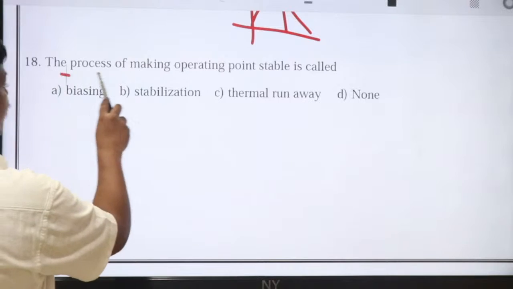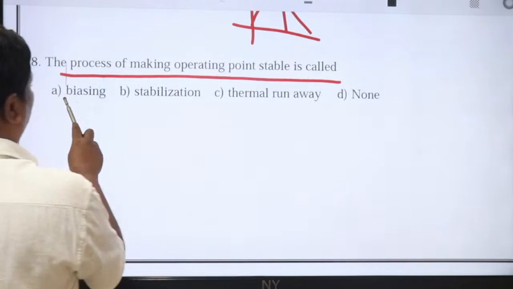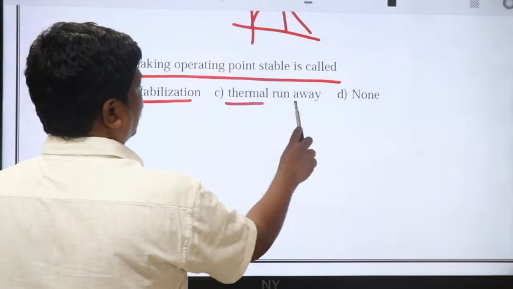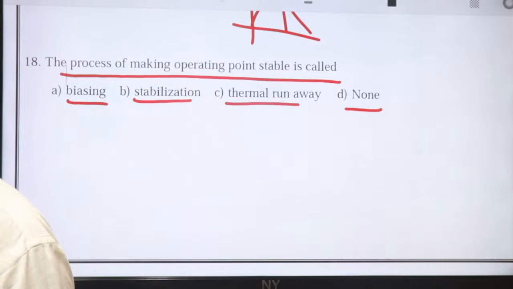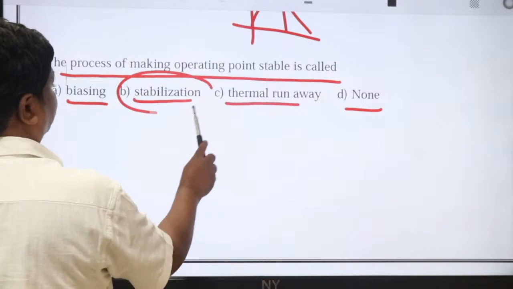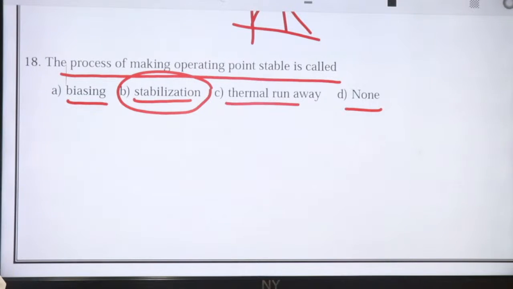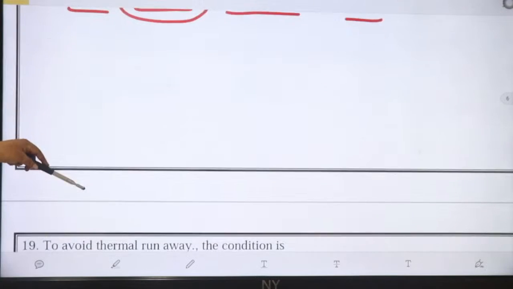The process of making the operating point stable is called biasing, stabilization, thermal runaway, or none of these. This is a question that needs careful observation. The process of making the operating point stable is called what? The answer is stabilization. Right, ma. Next.